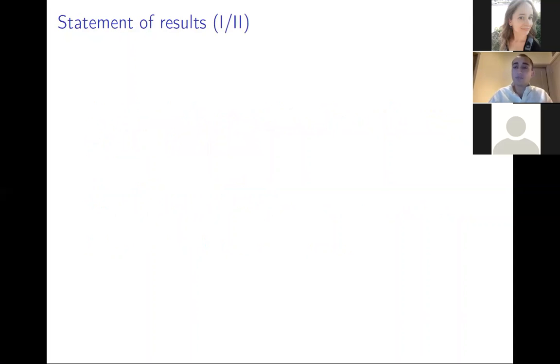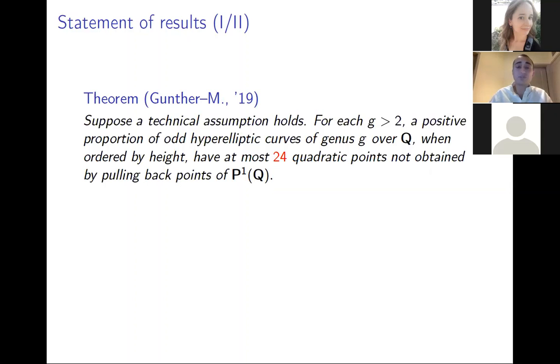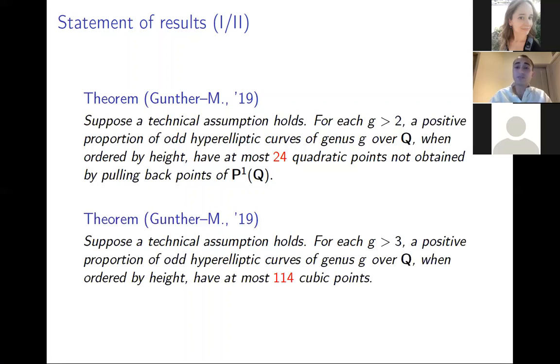So now I can state the results that Joseph and I were able to prove. So we proved, in work with Joseph Gunther, suppose some technical assumption holds, which I'll talk about in a second. For each g greater than 2, a positive proportion of odd height Q, when ordered by height, have at most 24 quadratic points not obtained from pulling back points of P1(Q). So at most 24 unexpected quadratic points. And we also prove another result for cubic points that says for each g greater than 3, a positive proportion of odd hyperelliptic curves when ordered by height have at most 114 cubic points.